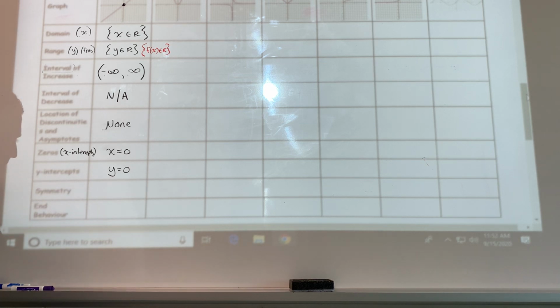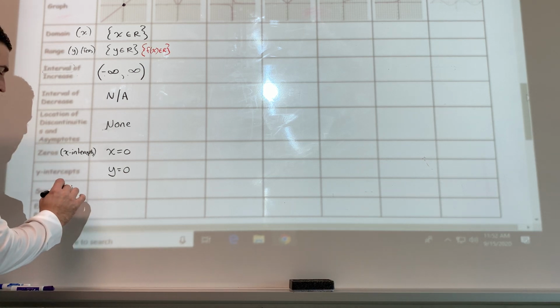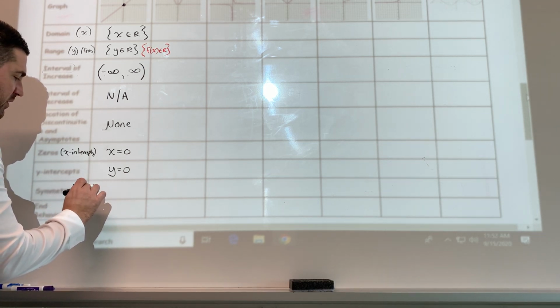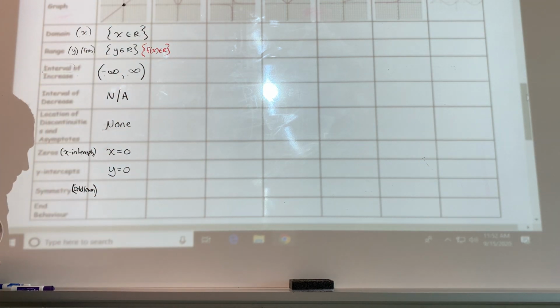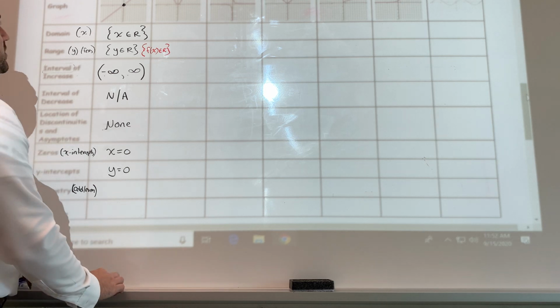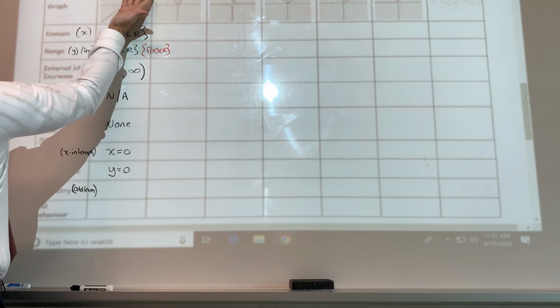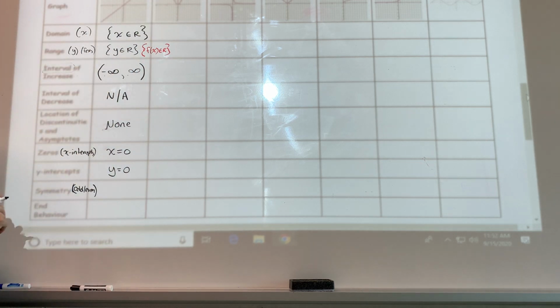Now we're looking at symmetry. Is it odd or even? You have to think about which way the reflections happen. So if I were to reflect this over my y-axis, would it be the same as the parent?